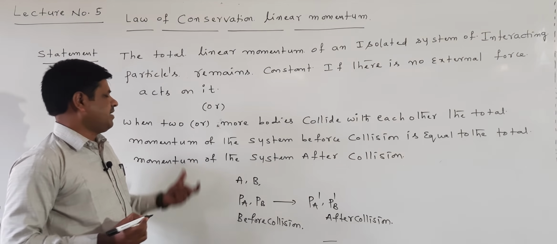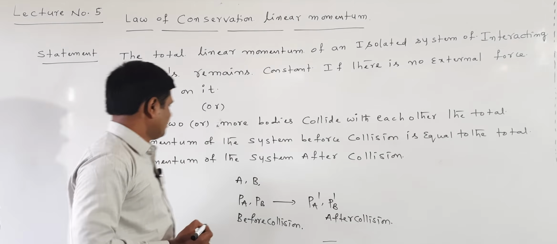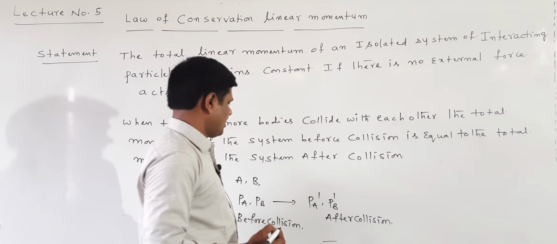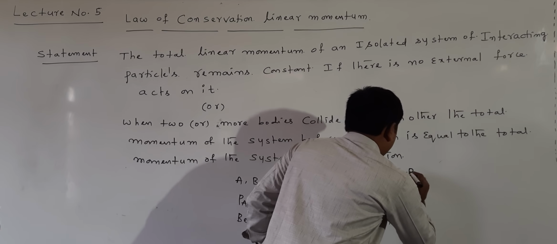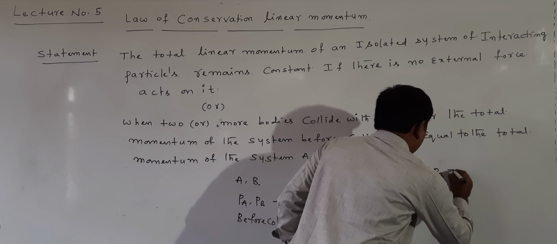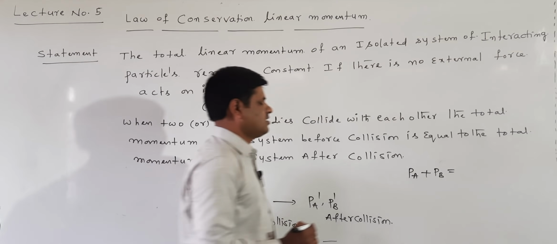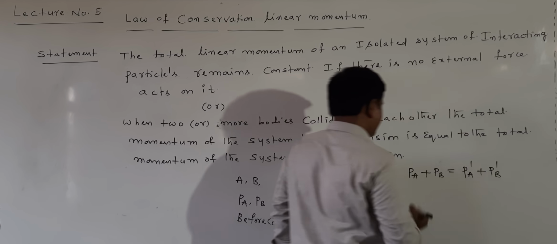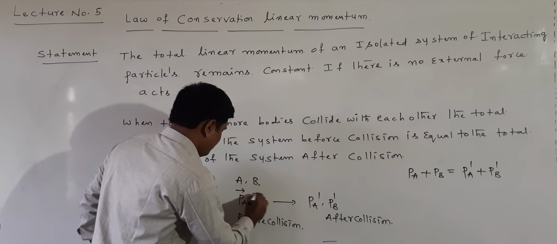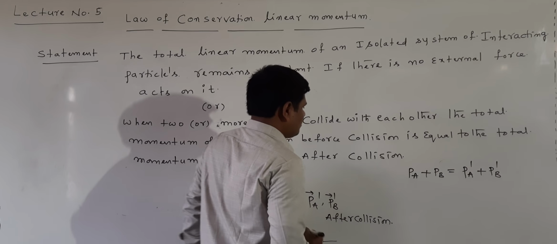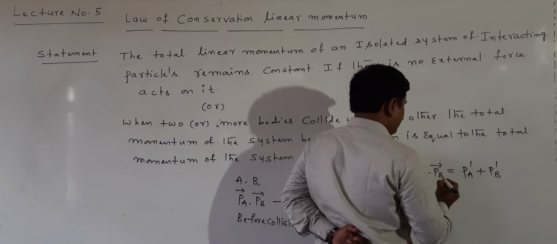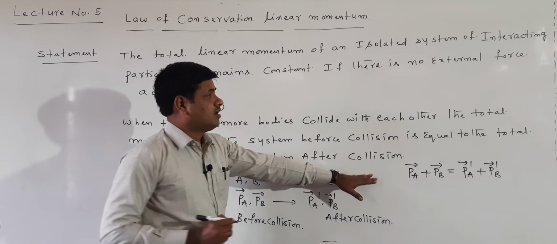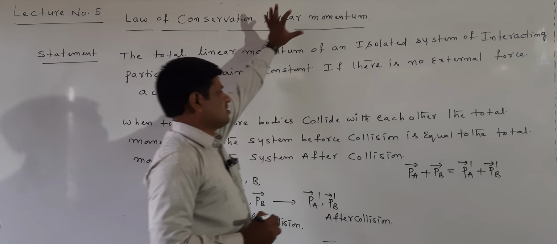According to this statement, when two or more bodies collide with each other, the total momentum of the system before collision is equal to the total momentum of the system after collision. So we write PA plus PB is equal to PA dash plus PB dash. Here PA and PB are vector quantities, momentum is a vector quantity. So PA bar plus PB bar is equal to PA dash bar plus PB dash bar. This is the statement of the law of conservation of linear momentum.